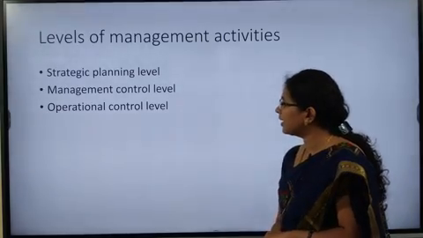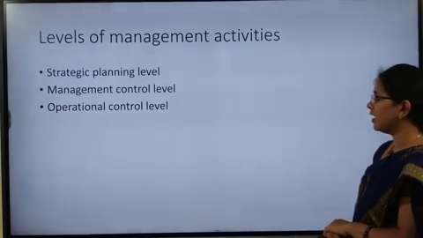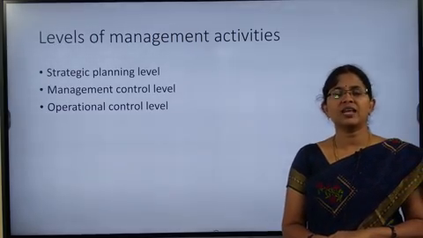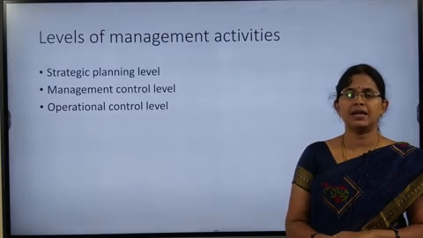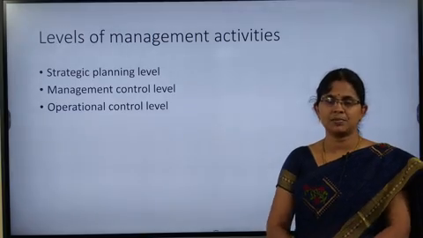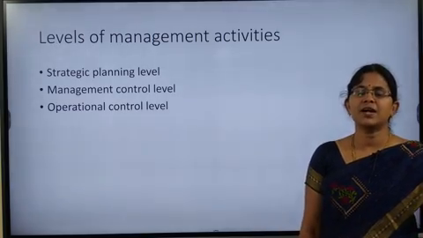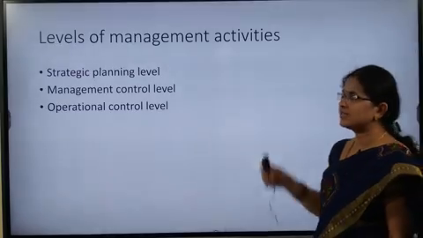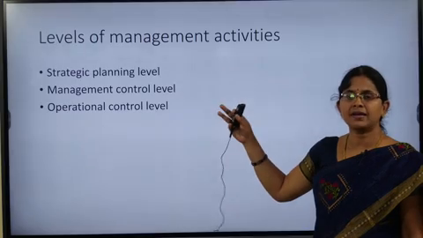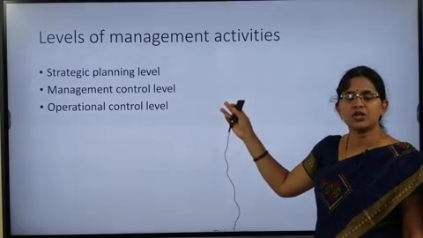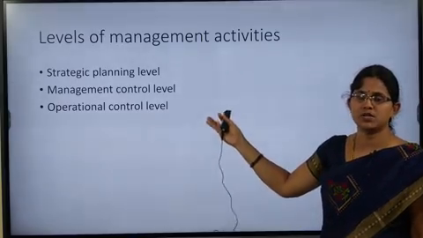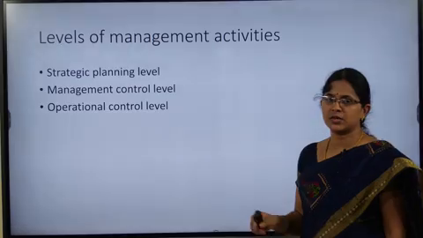Strategic planning level, management control level, and the operational control level. As we know, there are three levels of management: low level, middle level, and top level. The top level is concerned with the strategic management level. In the strategic management level, they are concerned with decision making. So here also the strategic planning level is concerned with decision making, analyzing the reports and inquiring about the reports. All these are done at the strategic planning level.